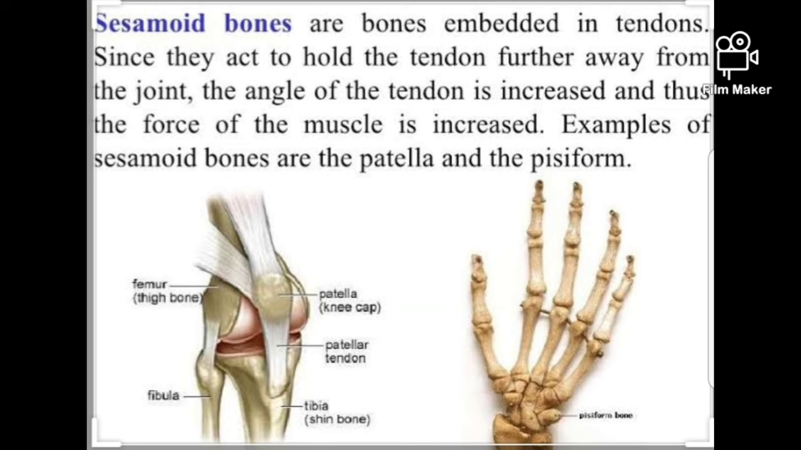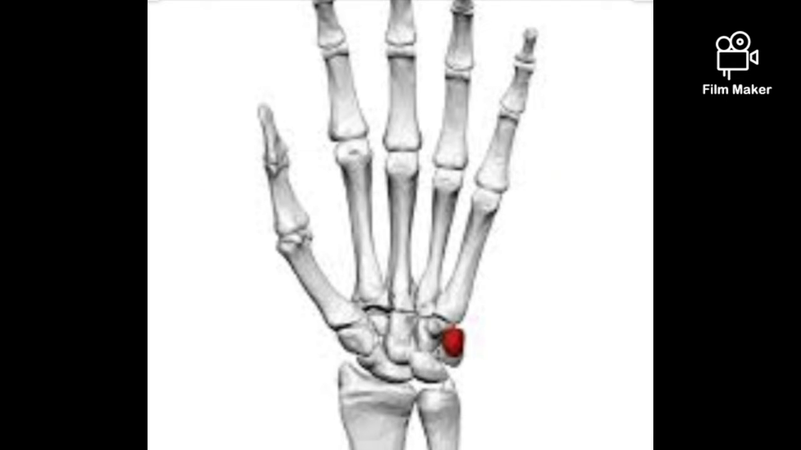Then we have sesamoid bones. These are bony nodules found embedded in the tendons or the joint capsules. They have no periosteum and do not ossify until after birth. They are related to articular or non-articular bony surfaces. The surfaces of the contact are covered with hyaline cartilage and lubricated by the bursa, or you can say the synovial membrane. For example, this is patella, the pisiform bone, and fibula.